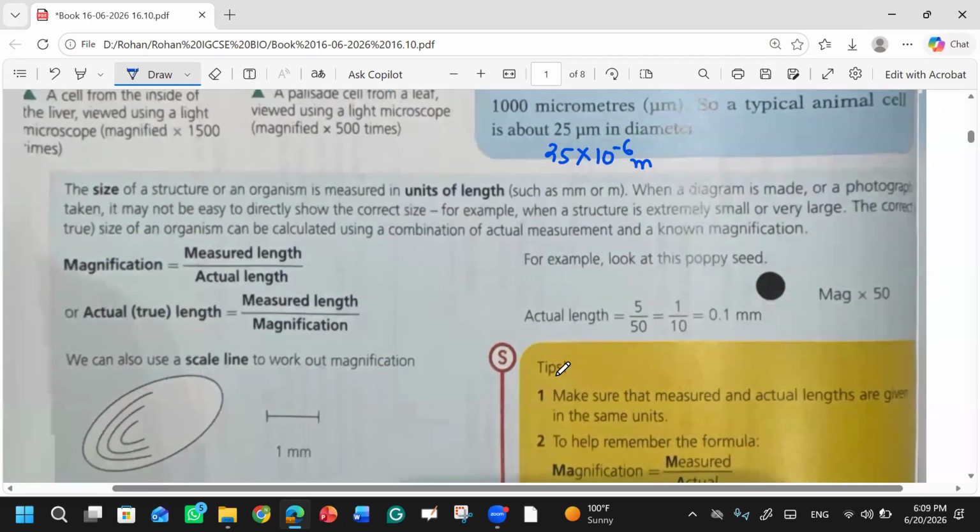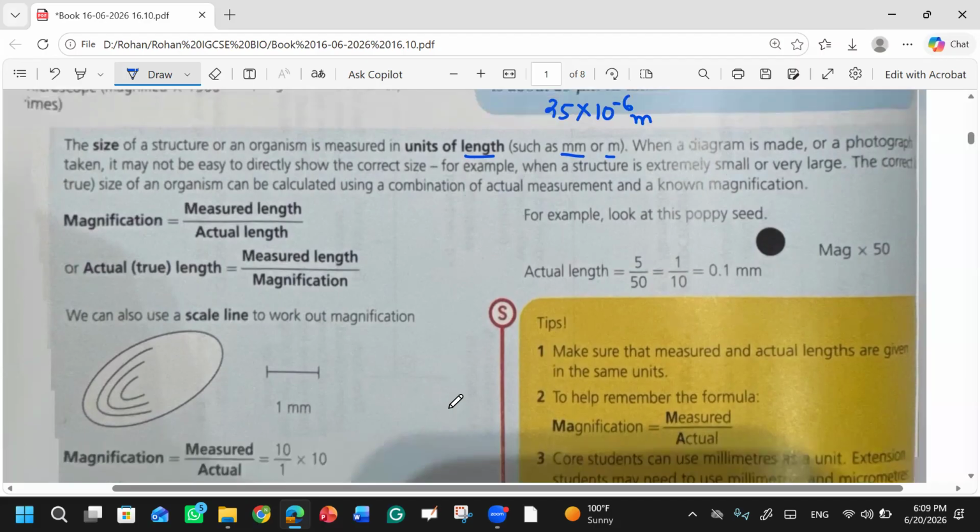We were discussing the size. Whenever we talk about the length of anything, we say the length is measured in millimeters or meters. For example, if you need to see an object like the animal cell, I told you the animal cell is too small. It is the size of 25 into 10 raised to power -6 meter. So you cannot see this cell with the naked eye. You need aided tools, like the microscope.